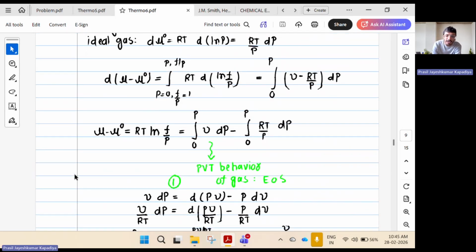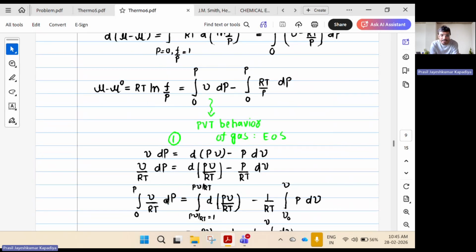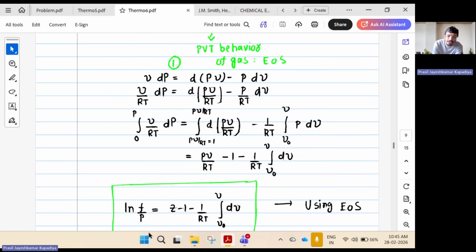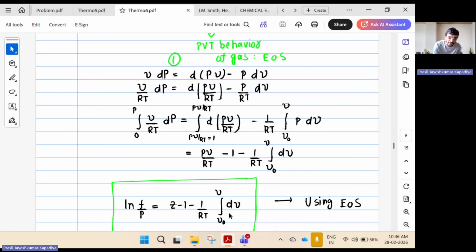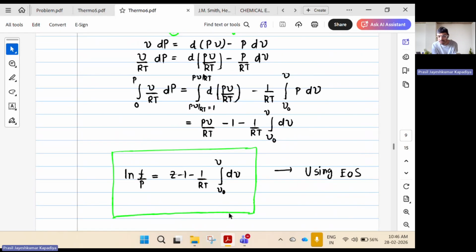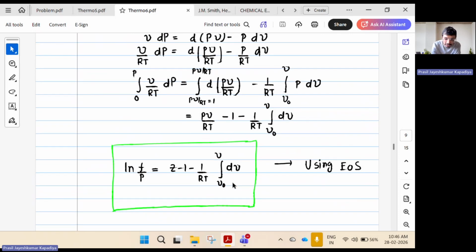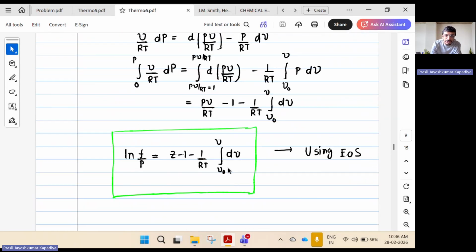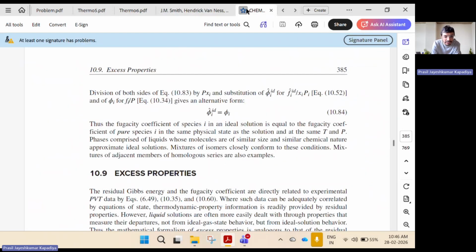So if I do some kind of substitution, I get my equation as ln F by P, which will be equal to Z minus 1 upon RT integration V infinite or V0, that is ideal gas volume, V0 to V into dV. So this equation can be used when, let's say, I want to derive it now, I want to replace this dV for various kinds of equation of state. Okay, so that can be done. So let's see here, I have already done that.